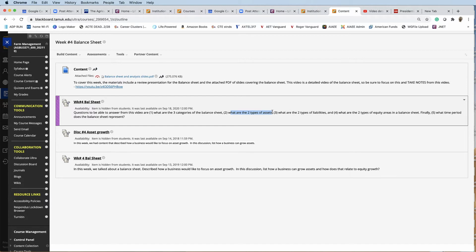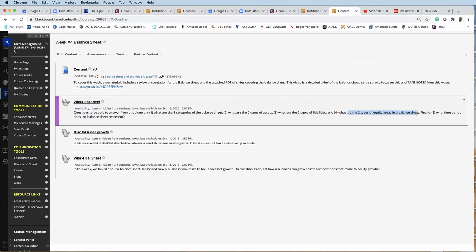Assets can be what's called current assets. In other words, they're short-term liquid assets. Non-current assets is the second category. What about liabilities? That's the debts that we owe. There's 2 categories of those as well: current liabilities and non-current liabilities. And then finally, equity is the other section.